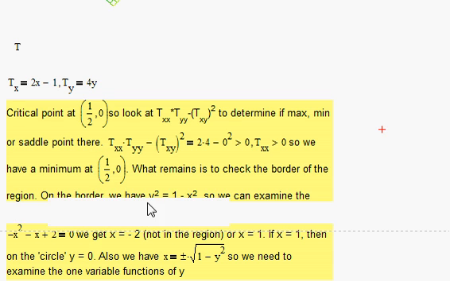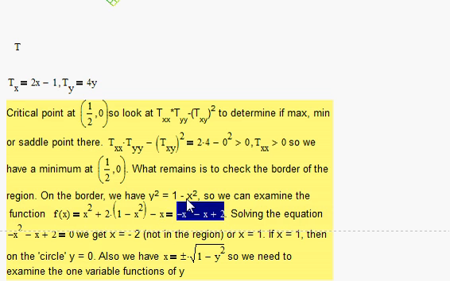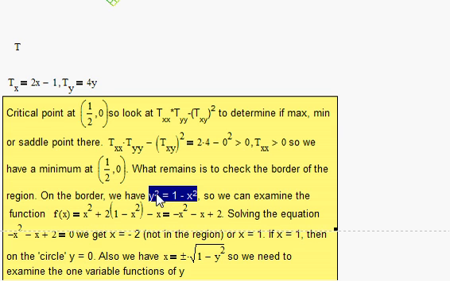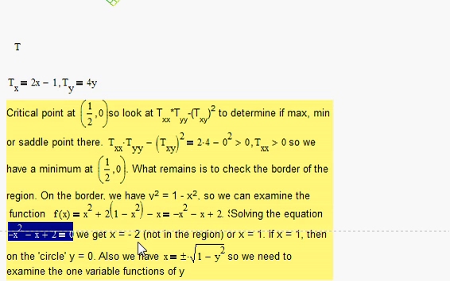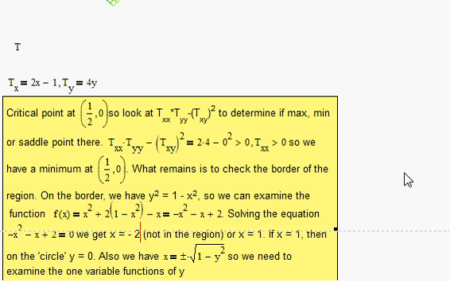On the border, we know that y squared equals 1 minus x squared, because after all, x squared plus y squared equals 1 is the equation of the circle. So we can examine the function f of x equals x squared plus 2 times, now that would have been y squared, but I replaced it with 1 minus x squared, and then minus x, which gives us negative x squared minus x plus 2. If we set this equal to 0, we get x equals negative 2, which is not in the region, or else x equals 1.